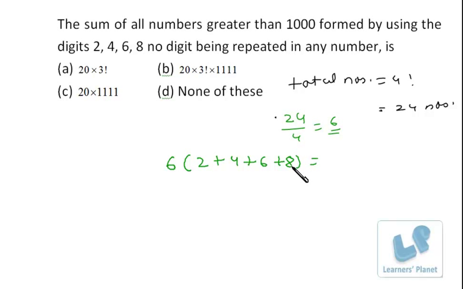Now what's that? 8 plus 6 is 14, 14 plus 4 is 18, and 2 is 20, 20 into 6 is 120. So 120 is the total of each line, that is units, tens, hundreds and thousands, right? So first of all we add up the units place and we got the sum 120. What I'll do? I'll put 0 and 12 will be carried.